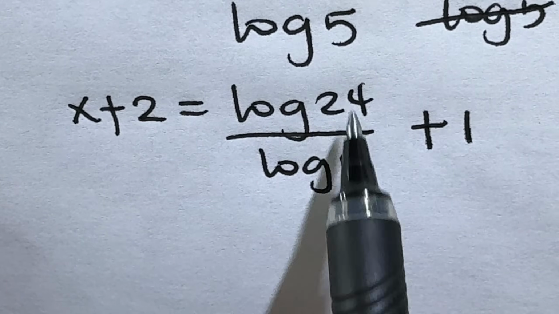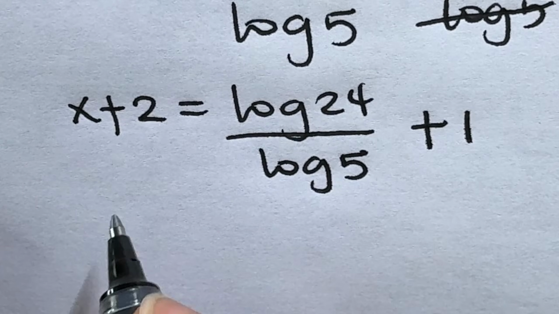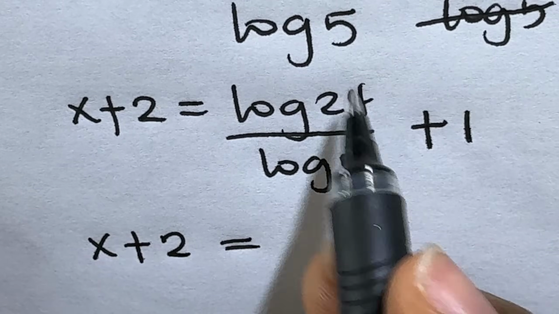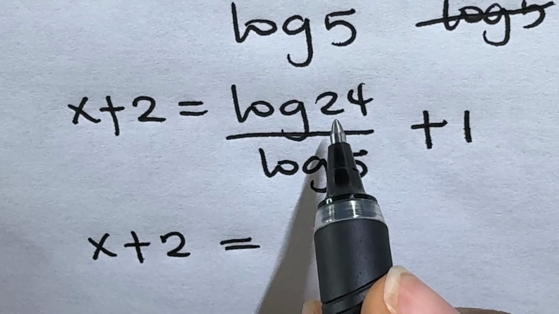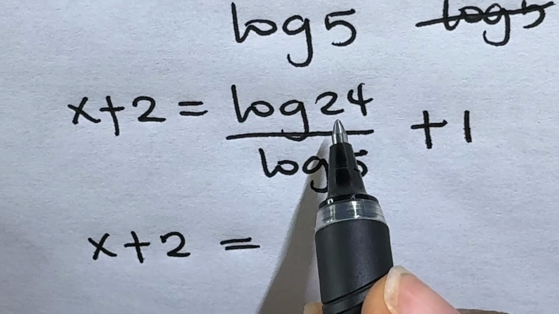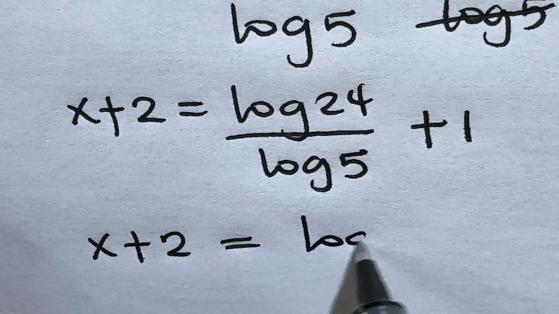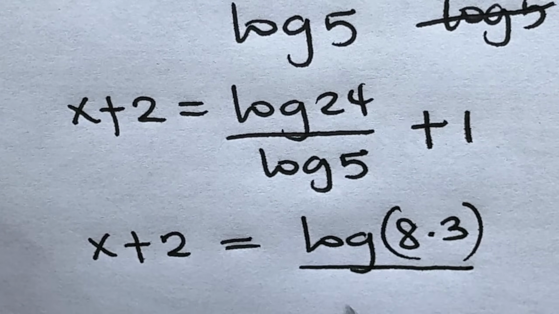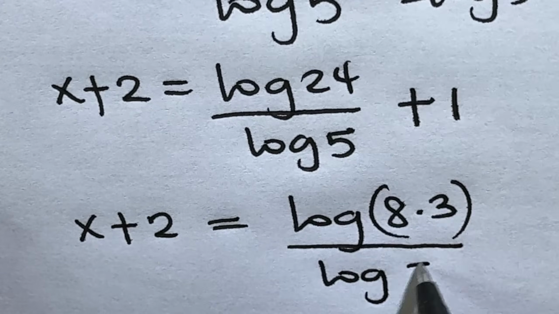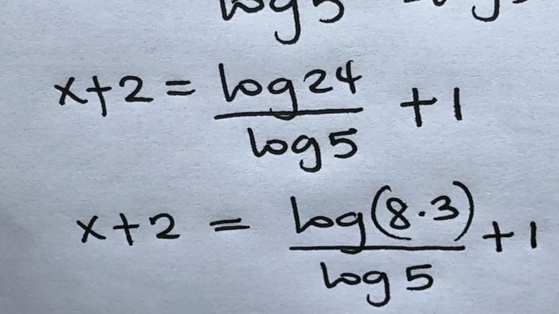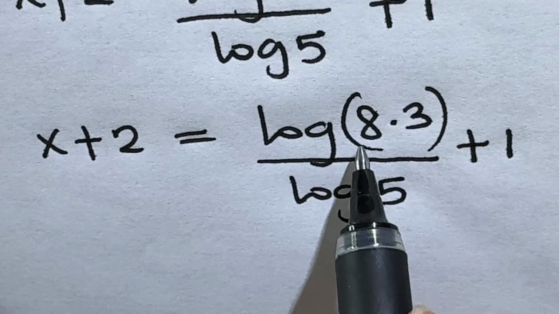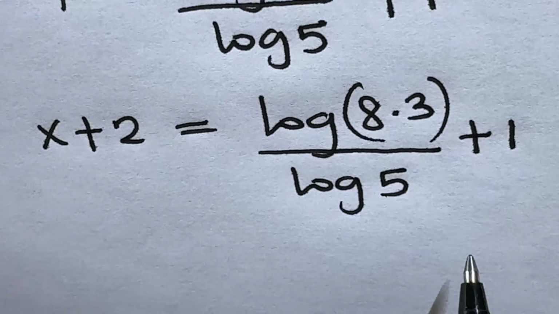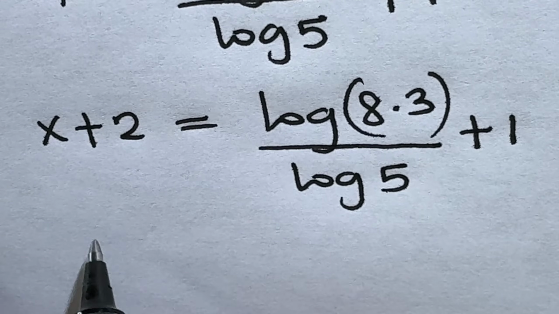We'll go again and separate 24. This time we'll break it to the simplest possible. X plus 2 is going to be 24 can be broken down into 8 times 3. So we have log 8 times 3 divided by log 5 plus 1. Usually I can still break 8 down, but that's just 2 raised to power 3. So it's already in its basic form, kind of. You'll see by the next step.